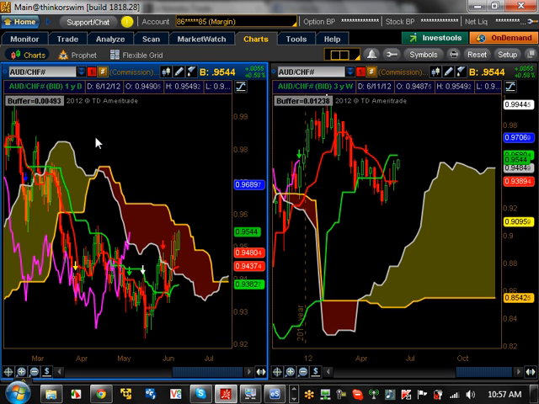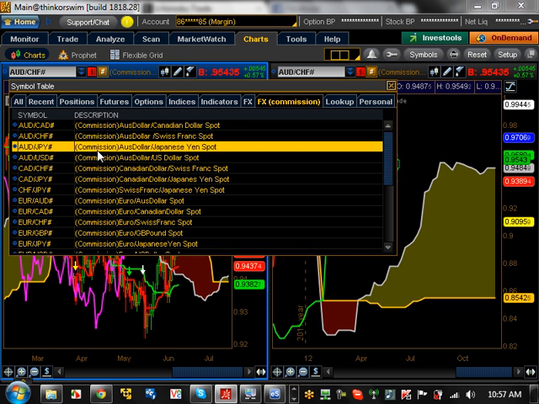Australian Swissy, if you look here, nothing really going on. Price is in the cloud here on the daily, so it's consolidating. Here on the weekly, nothing really going on. Resistance is basically 95.80, and support is going to be basically 93.89 moving forward.